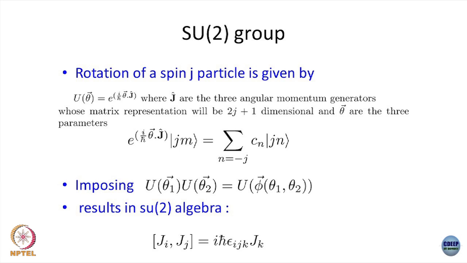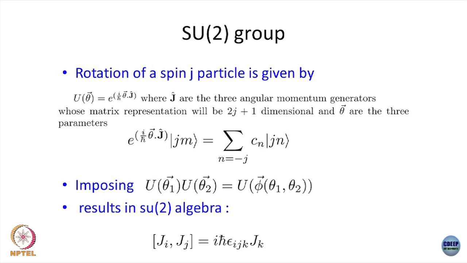So, this also I have already given you a flavor: rotation of any spin J particle, what will the corresponding matrix be? J hat is a formal linear operator I have written, the number of parameters is 3, the number of generators is 3, no change in that. But the dimension of this matrix will depend on what vector space it is going to act on.